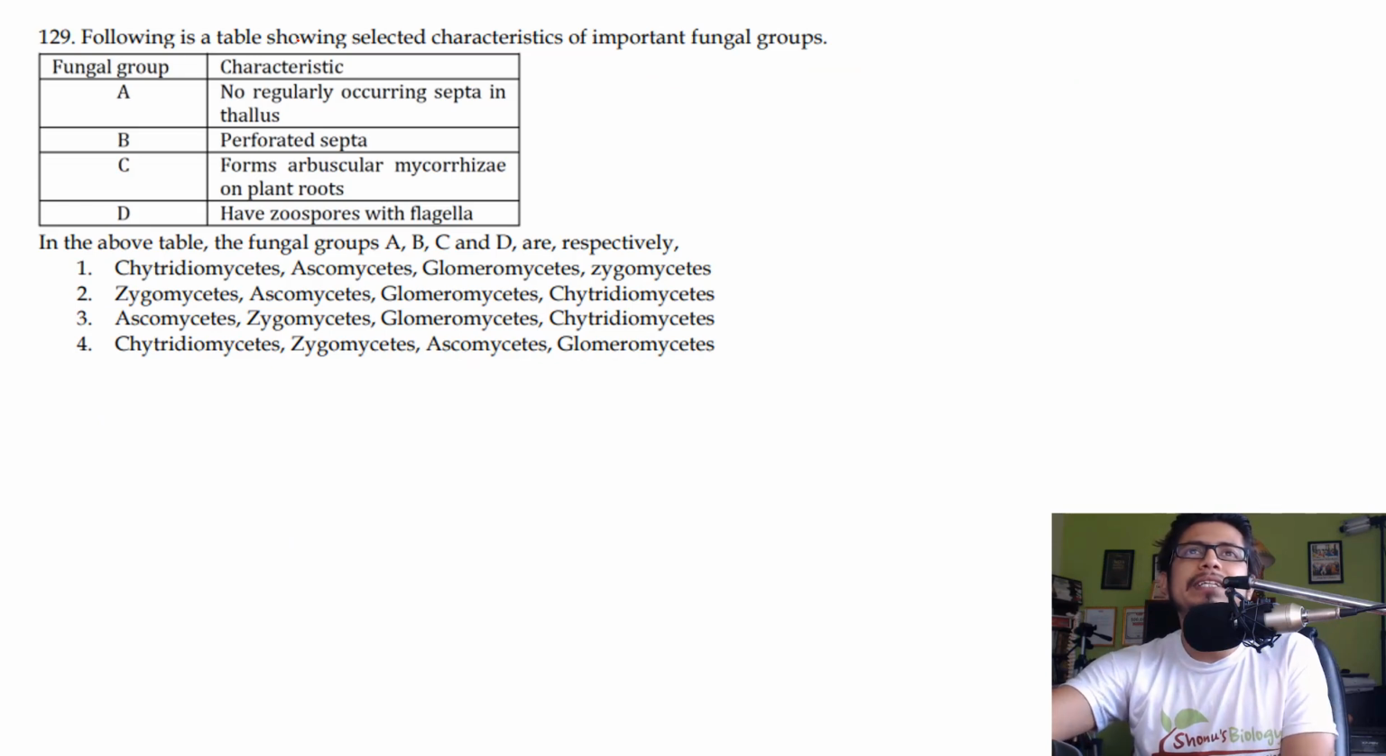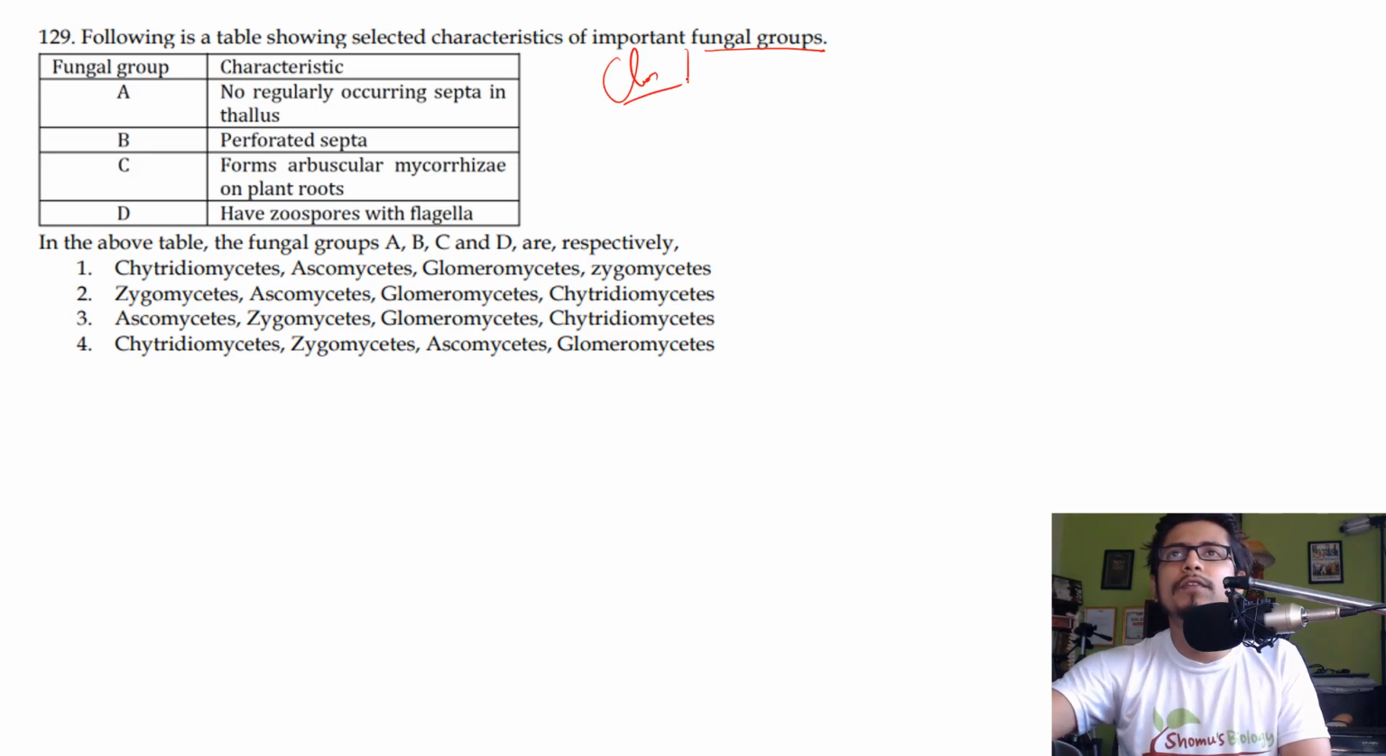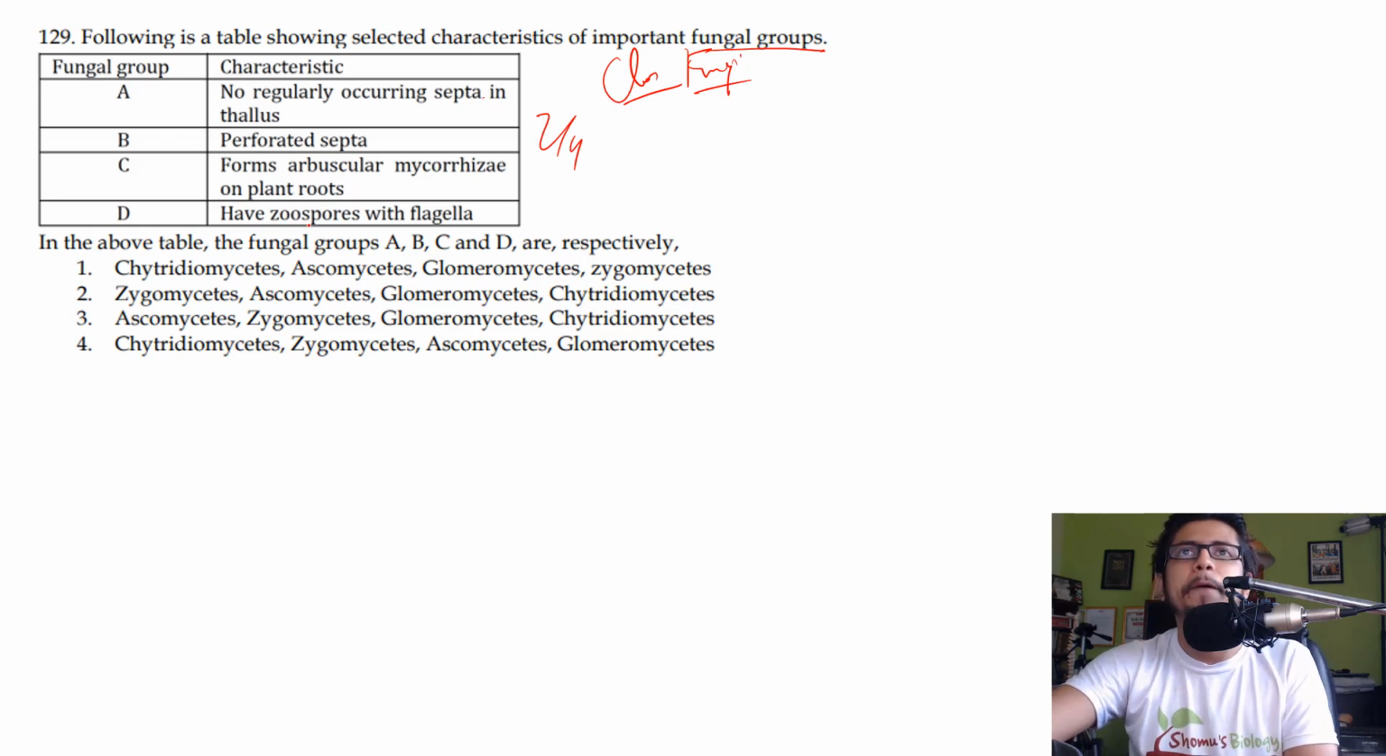Now this one, following is a table showing selected characteristics of different fungal groups. So again, like chytridiomycetes, ascomycetes. That means this question is from the classification of fungi. So if you know the classification of fungi, you can answer it, otherwise leave it. So it says fungal groups are provided A, B, C, D. These are fungal groups and the characteristics are listed. Again, you need to know 2 out of 4 at least to answer that. Okay.